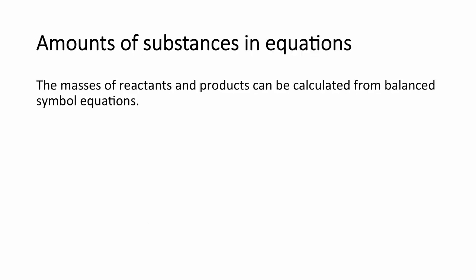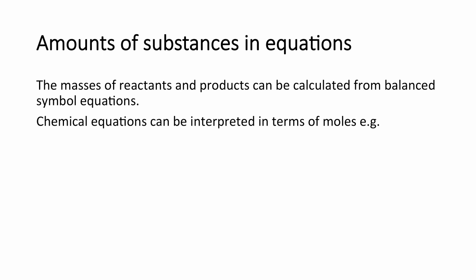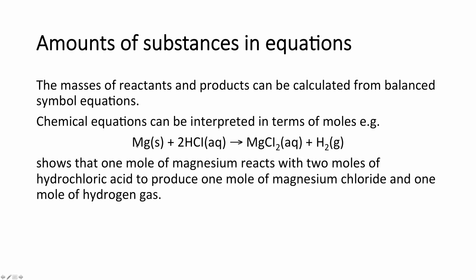And we can actually use the amount of substance in equations. The masses of reactants and products can be calculated from balanced symbol equations, and chemical equations can be interpreted in terms of the number of moles. For example, this balanced chemical equation means that 1 mole of magnesium reacts with 2 moles of hydrochloric acid to make 1 mole of magnesium chloride and 1 mole of hydrogen gas.